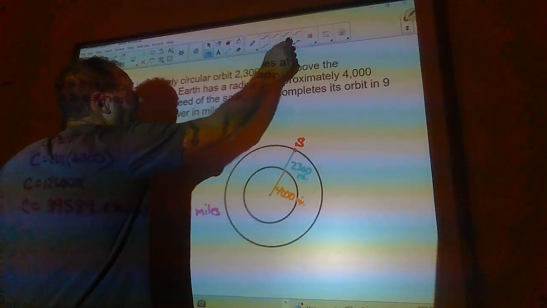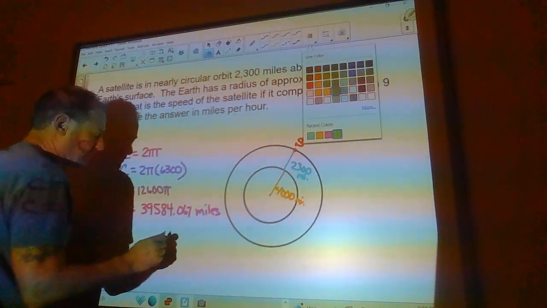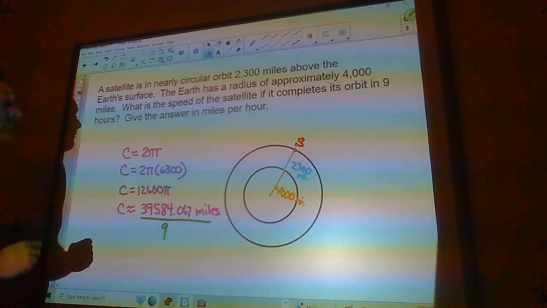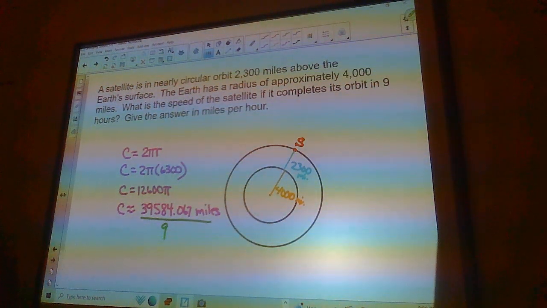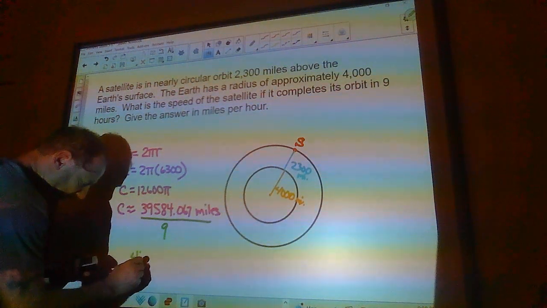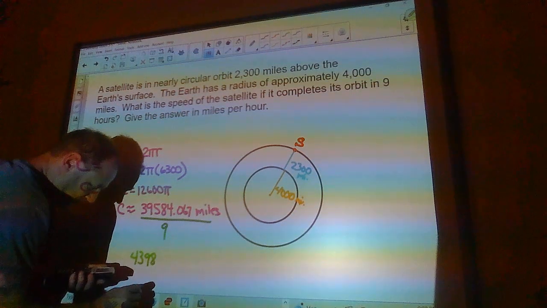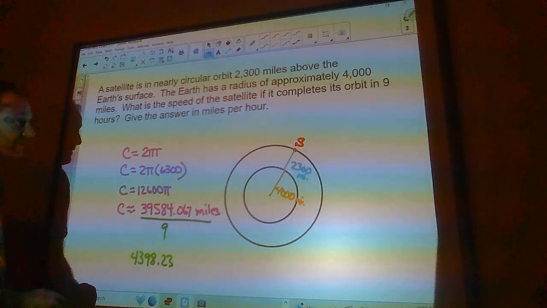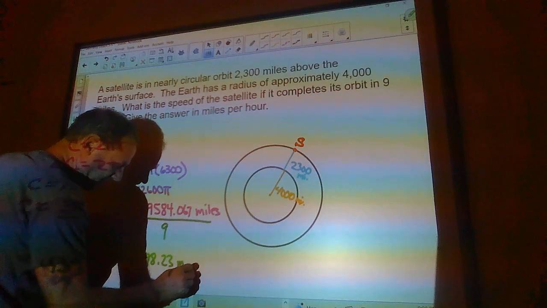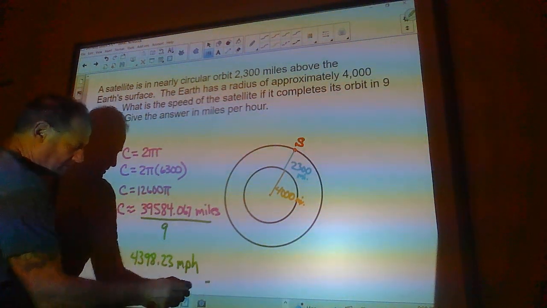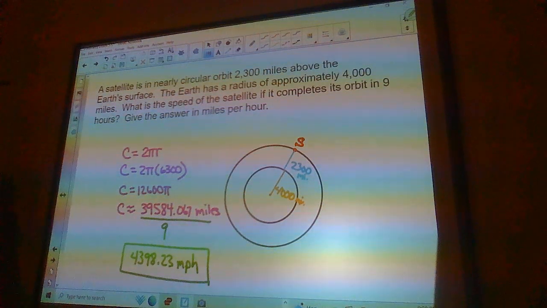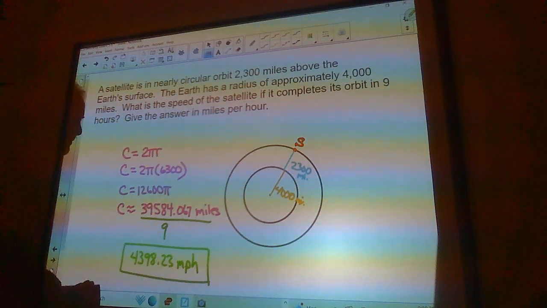So what we're going to do next is we're going to take this and we're going to divide this by 9. Okay, so divided by 9 means that it's going to go 4,398.23, we'll round it, miles per hour. Okay, what is the speed of the satellite if it completes its orbit in 9 hours? There we go, that's the speed. Distance divided by time.